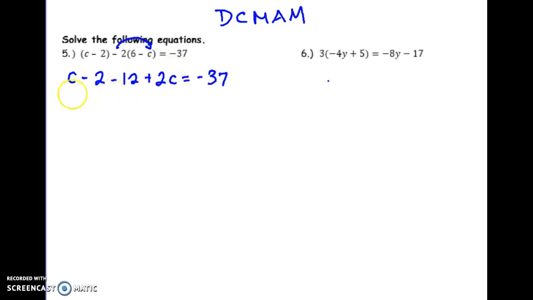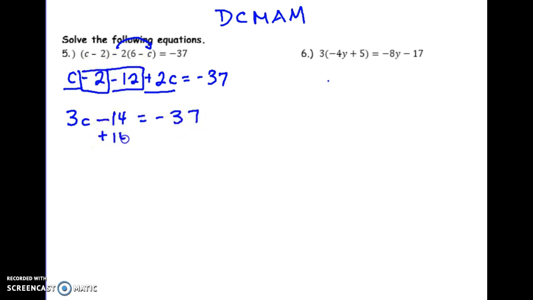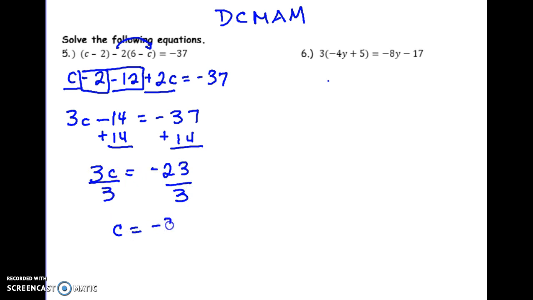Okay, I want to combine my like terms. I've got a c and a 2c, so 3c. Okay, I've got a -2 and a -12, so 3c minus 14 is equal to -37. Now I'm going to add 14 to both sides. When I add 14 to both sides, I've got 3c is going to be equal to -23. So then when I finally divide by 3, my final answer is c is equal to -23/3. And I am simplified, so that is my answer.